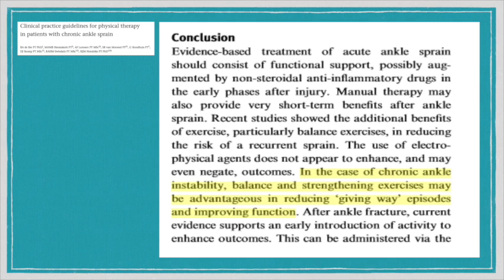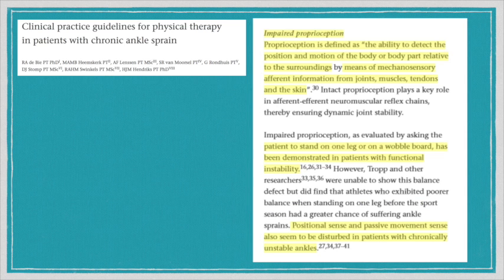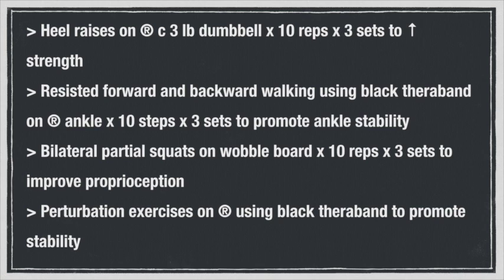It was also observed that GPS is done first, since any increase in the active or passive range of motion of the ankle should immediately be followed by proprioception training and stability exercises to reinforce the new increase. Resisted forward and backward walking using black TheraBand on right ankle times 10 reps times 3 sets to promote ankle stability.